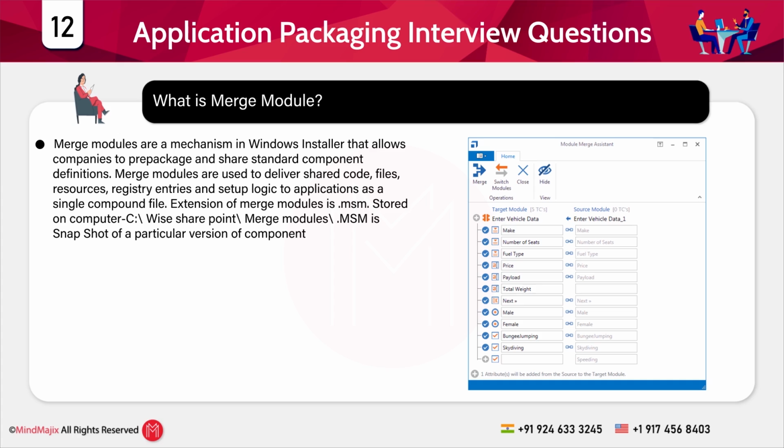The extension of a merge module is .msm, and it is stored on the computer, for example on the C drive, in the SharePoint merge module folder. An MSM is a snapshot of a particular version of a component. We can say that the MSM is basically a screenshot of another version of a component, a mirror image of another component which will have everything inside it.